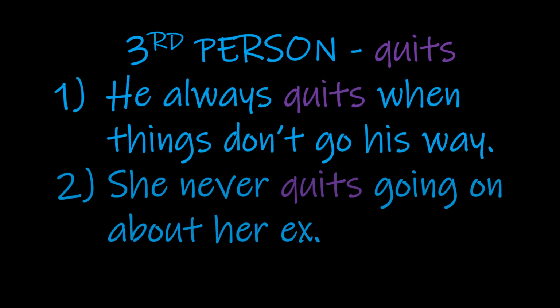Third person then. He always quits when things don't go his way. And number 2, she never quits going on about her ex. Going on about something. It's a lovely phrasal verb. It's this idea that you keep talking about it. She's going on and on and on. So you can imagine this woman who literally all she talks about is her ex-partner. She never quits going on about her ex. Okay, so there we are.